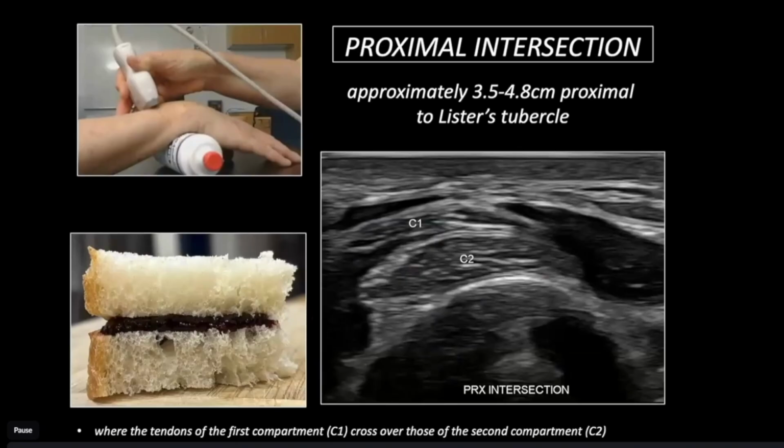Quickly, I'm going to talk about the proximal intersection. It's located approximately 3.5 to 4.8 centimeters proximal to Lister's tubercle. It's where C1 crosses over C2. I think of it like a sandwich. You've got white bread on top and white bread on the bottom, and maybe some dark jelly in the middle. So you're looking at this white line, and then the filling in between.